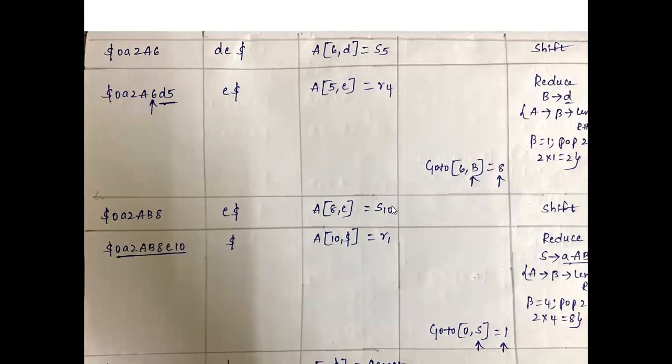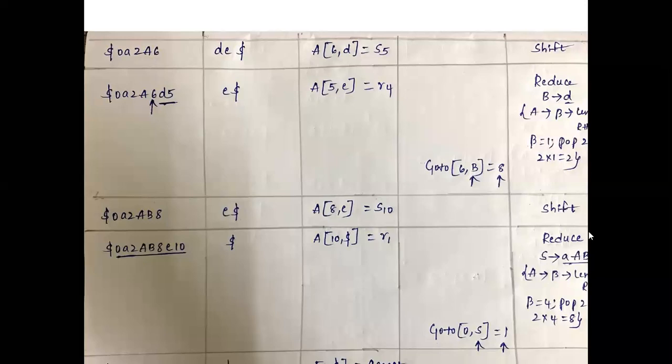What does it mean? It's to shift. S is a shift operation. So we are shifting this E along with the 10 onto the stack. Now my stack contains 0A, 2A, B, 8, E, 10. Right. Now action of 10 comma dollar is R1, reduce 1.